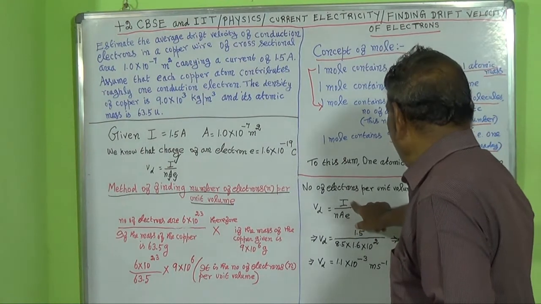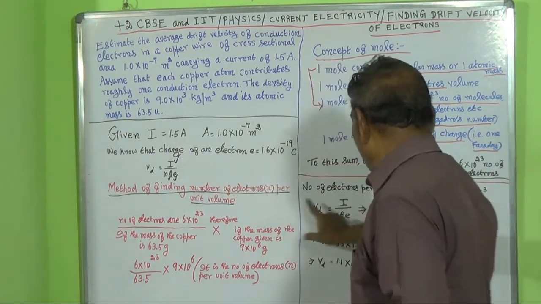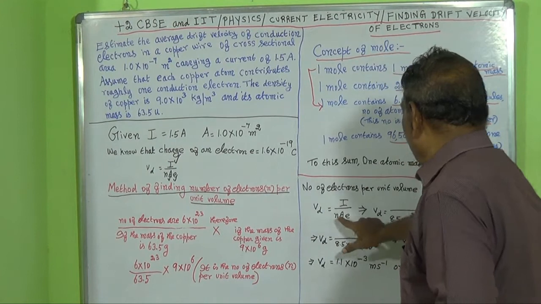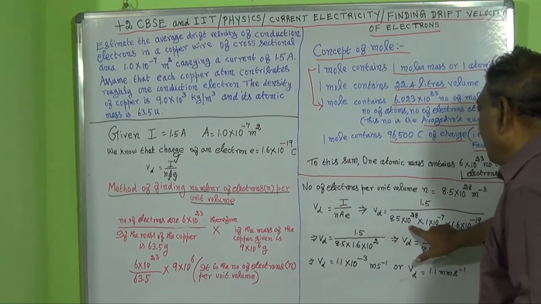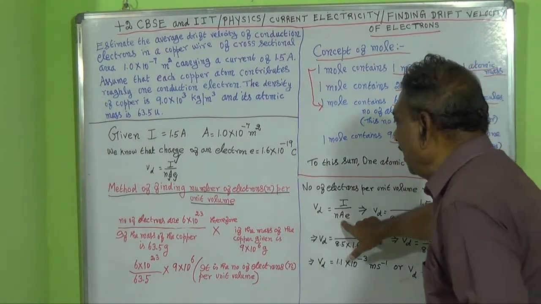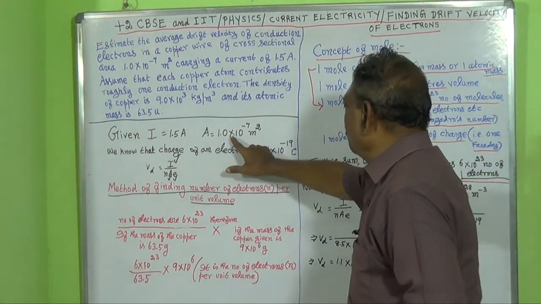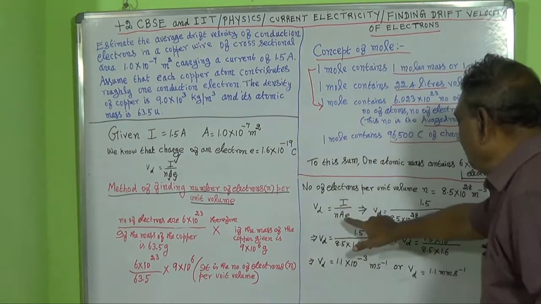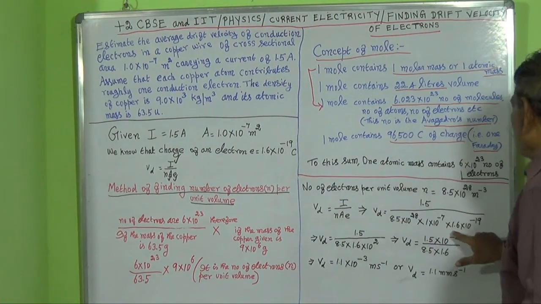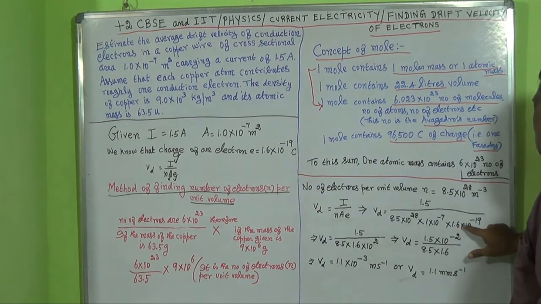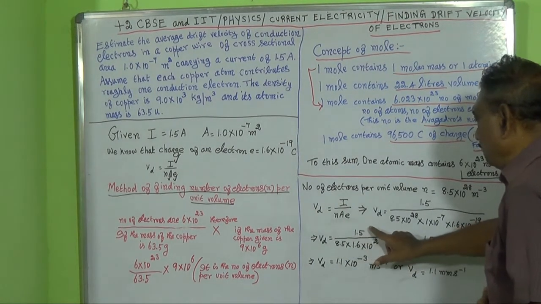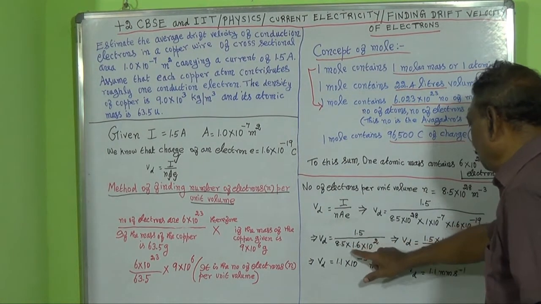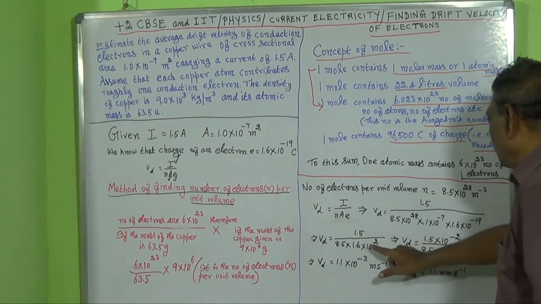In the place of I, we are substituting 1.5 amperes. In the place of n, we are substituting 8.5 into 10 to the power of 28. In the place of cross-sectional area, we are substituting 1 into 10 to the power of minus 7. In the place of charge of an electron, we are substituting 1.6 into 10 to the power of minus 19. So the equation for drift velocity becomes 1.5 by 8.5 into 1.6 into 10 to the power of 2.